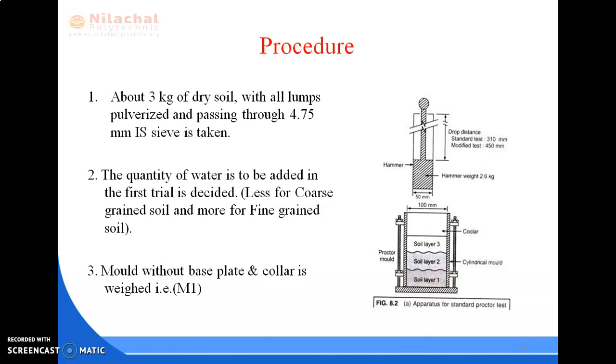So, let us discuss all about the procedure. Here we have to take 3 kg of dry soil with lumps pulverized, passing through a 4.75 mm IS sieve. The quantity of water to be added in the first trial is decided, which is less for coarse grained soil and more for fine grained soil. Next, the mold without base plate and collar we have to weigh and note down its weight. This is M1.